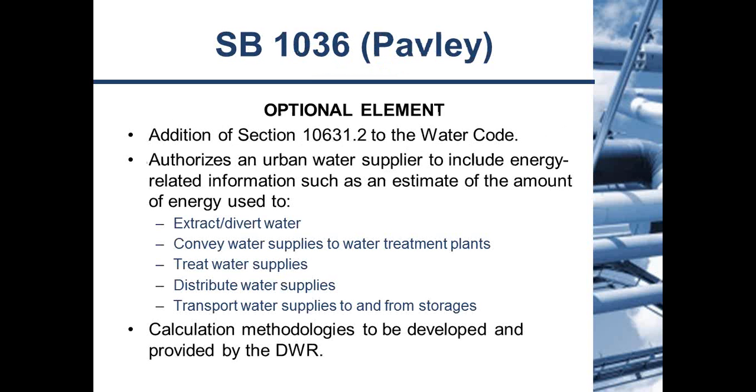Finally, we have Senate Bill 1036, which was proposed by Senator Fran Pavley, and it's an addition of an optional element to the water code. It's interested in how much energy is consumed to perform and support water-related processes, such as extraction and diversion of water, conveyance of it, treatment, distribution of water supplies, and transportation of it to and from storages, and the list goes on. And the calculation methodologies for this will be developed and provided by the DWR as well.